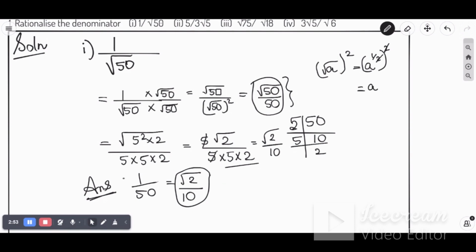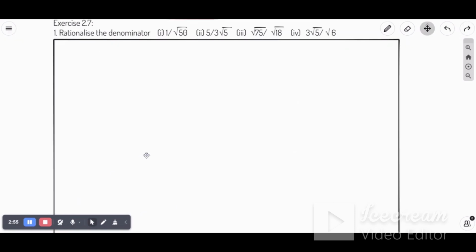So let us move on to the next part. Let's move to the second part of the question. Rationalize the denominator means you have to make the denominator a rational number, but you don't have a rational denominator in your question. So the question is 5 by 3 root 5. This is not cube root of 5. Please make sure that you write this clearly.